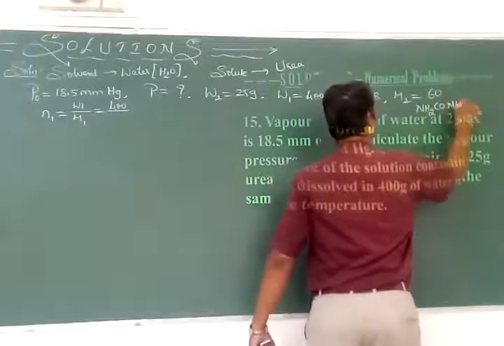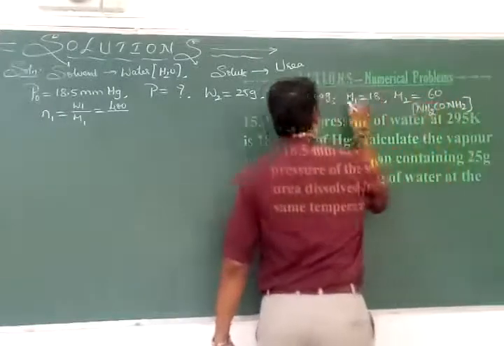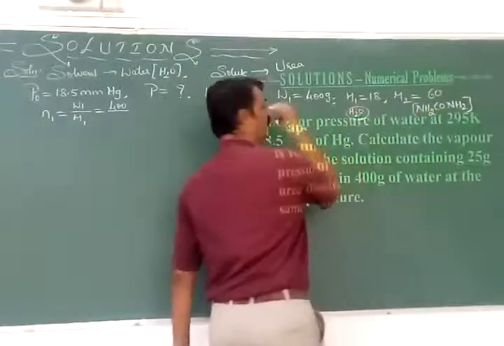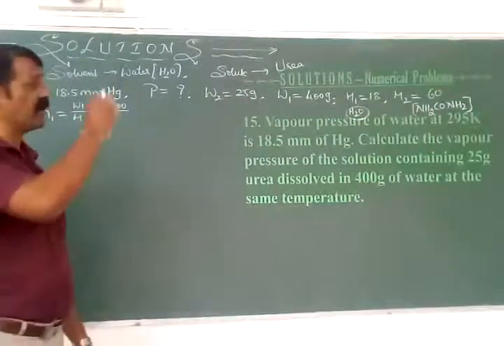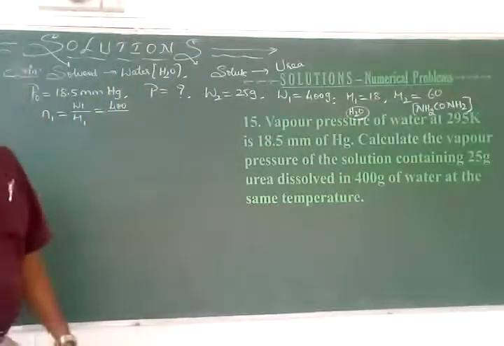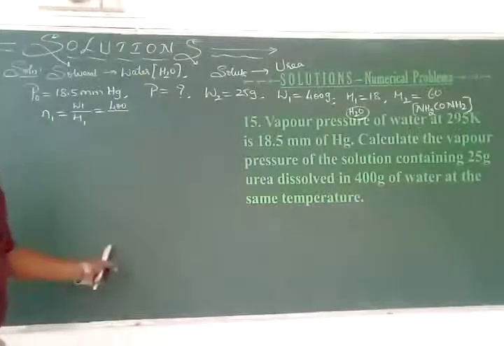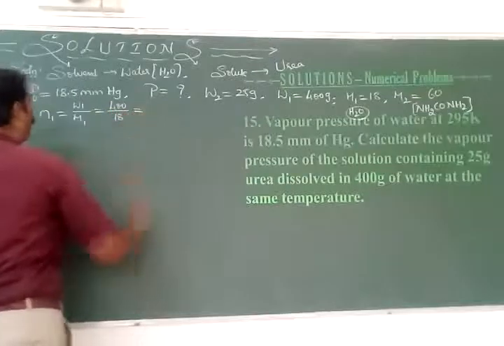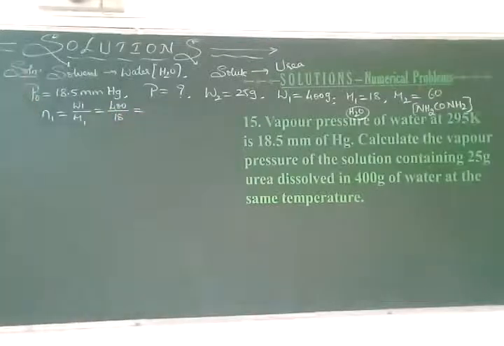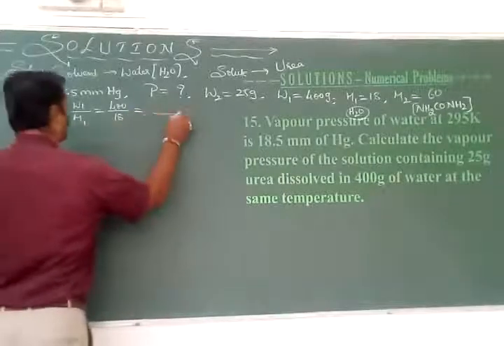You have to know the formula. NH2CONH2 is called urea, and H2O is called water. The molecular mass of water is 18. The molecular mass of urea, NH2CONH2, is equal to 60. You have to be very familiar with that first. Now, N1 is 400 by 18. So that you can calculate.